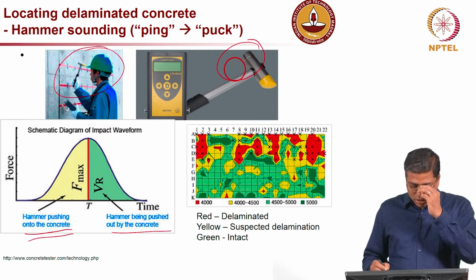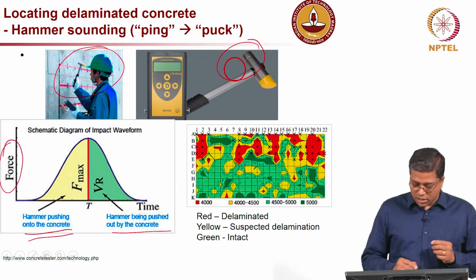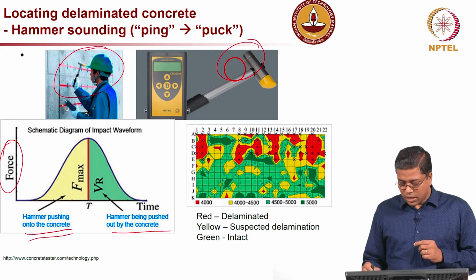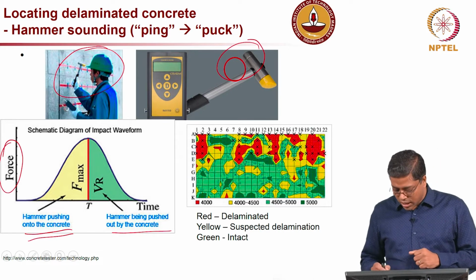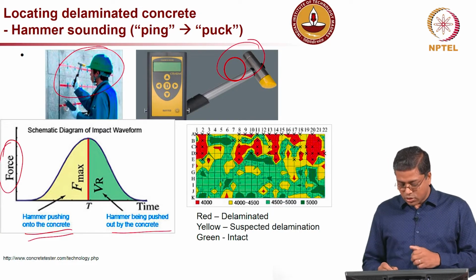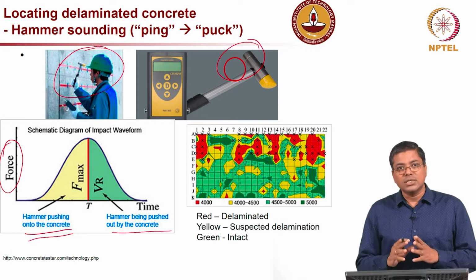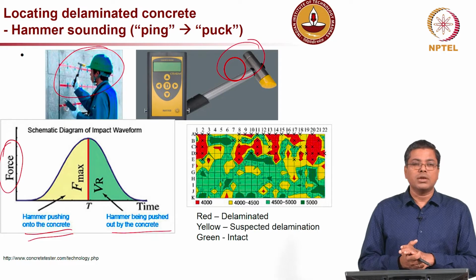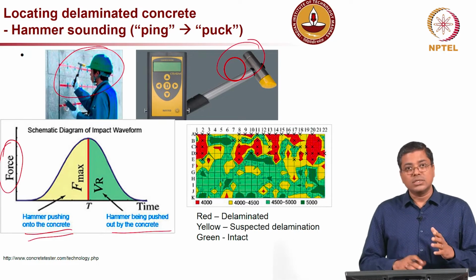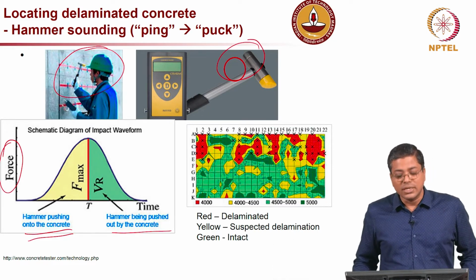And so, based on this force which we measure, we can actually develop a contour plot, as you see on the bottom right. So, you can see all these red regions are delaminated and the yellow regions are about to get, or there is a doubt whether it is delaminated or not, and the green regions you can say are clear or intact surfaces.